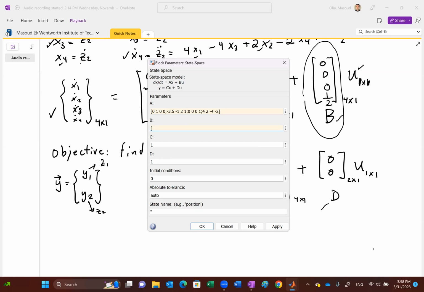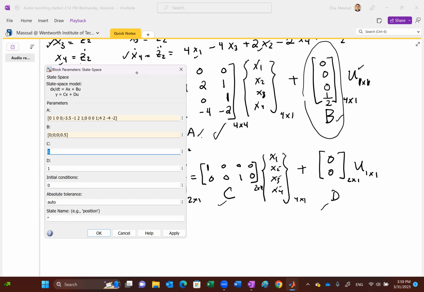So let's see, 0, next row, colon, 0, colon, 0, colon, 0.5, and then close the bracket. That's your matrix B. Matrix C, let me move this around. What was matrix C? It's a 2 by 4, right? You can see in the first row, we have what? 1, 0, 0, 0, colon, and then we have 0, 0, 1, 0.